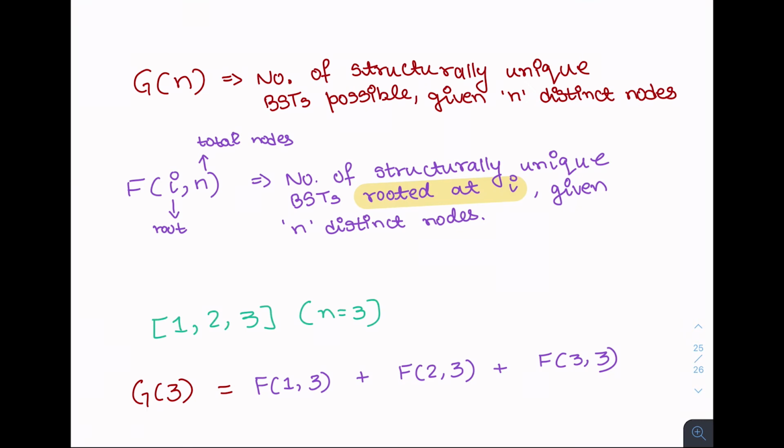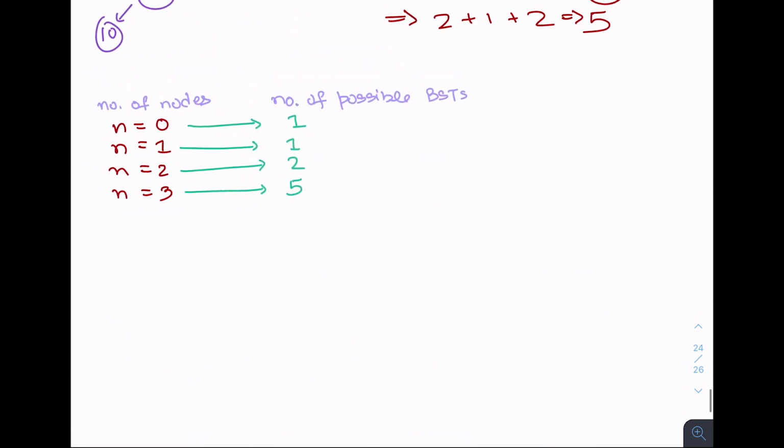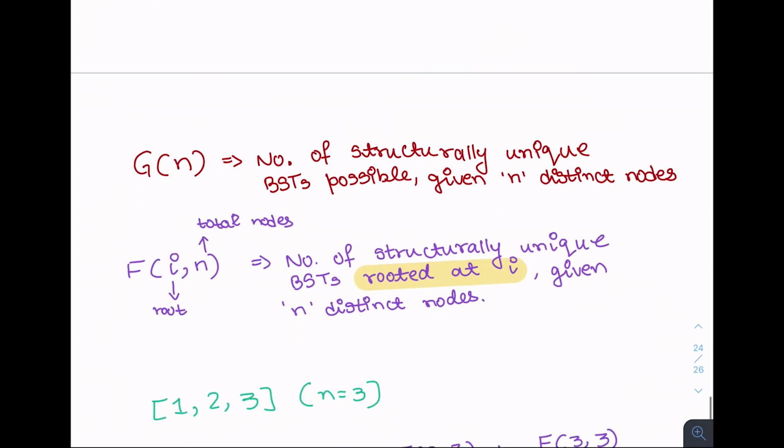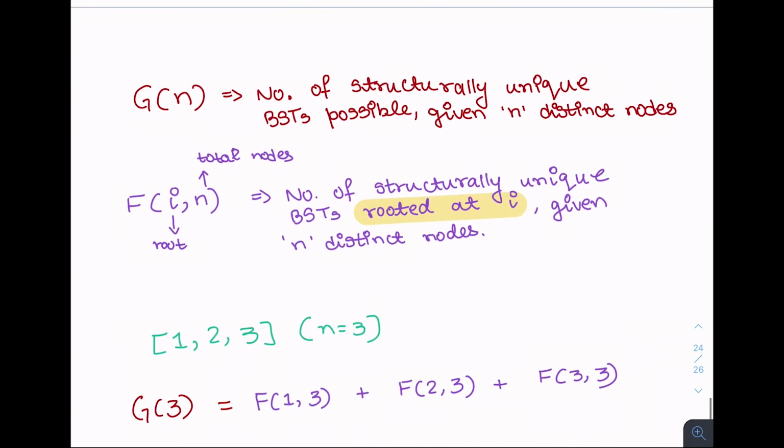So now we'll define two functions, one of them being g of n. Now g of n defines the total number of structurally unique BSTs possible given n distinct nodes. So g of n is basically the values that we just calculated. g of 0 will be 1, g of 1 will be 1, g of 2 will be 2, and g of 3 will be 5. We further want to break this g of n function down.